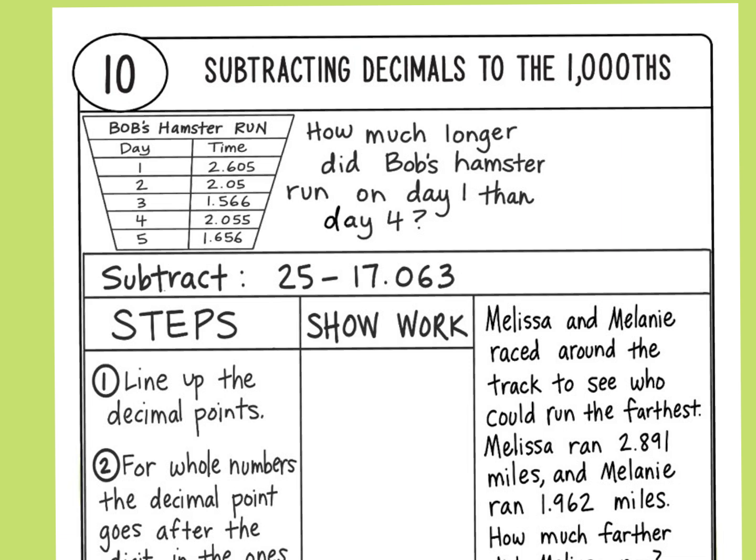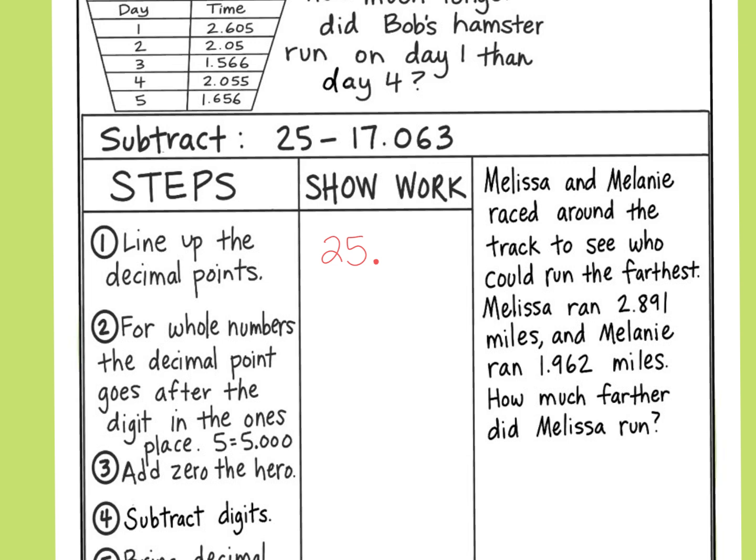So I'm going to do 25. It tells me in step 2, for whole numbers, the decimal point goes after the digit in the ones place. Then I've got to plug in some zeros. Well, how many zero the heroes do I need? I need 3, because the number that I'm subtracting from 25 has 3 decimal places. So I want to make sure that I have the right number so that everything stays lined up perfectly. So this is what it's going to look like.